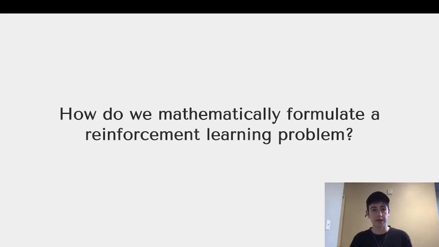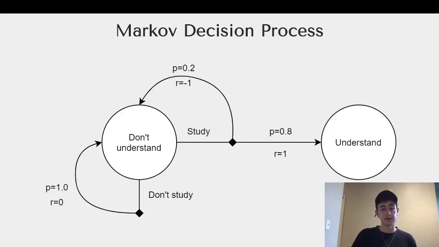Now, the question arises, how do we mathematically formulate a reinforcement learning problem now that we know what a reinforcement learning problem looks like in real life? So, all reinforcement learning problems are Markov decision processes. Let's look at this Markov decision process. So we have two states, don't understand and understand, and two possible actions, study and don't study. Let's say, before a test, you don't understand a topic and you decide to study. Well, the probability that you don't understand is 0.2, as you see above the study action.